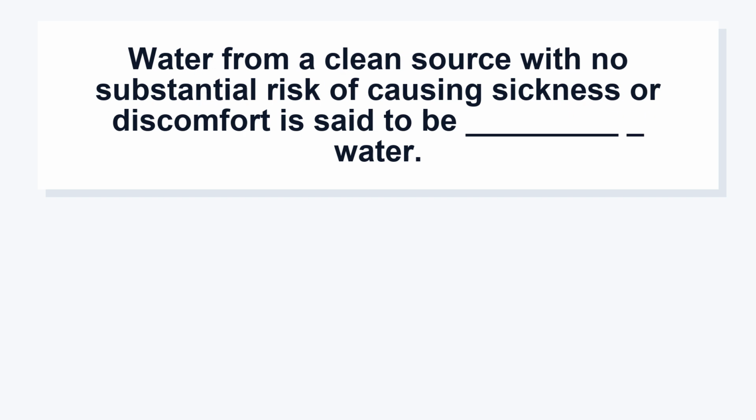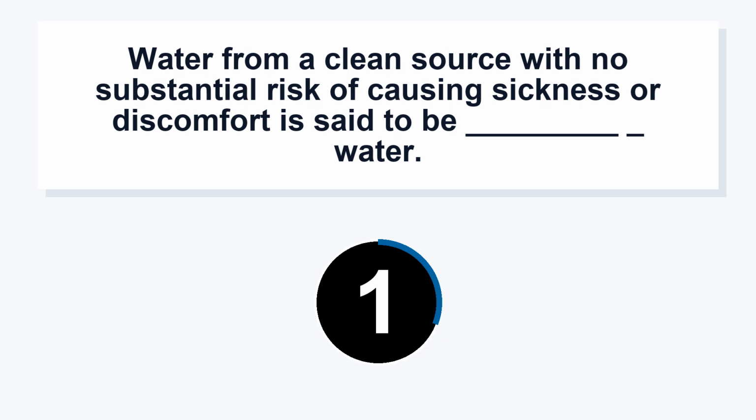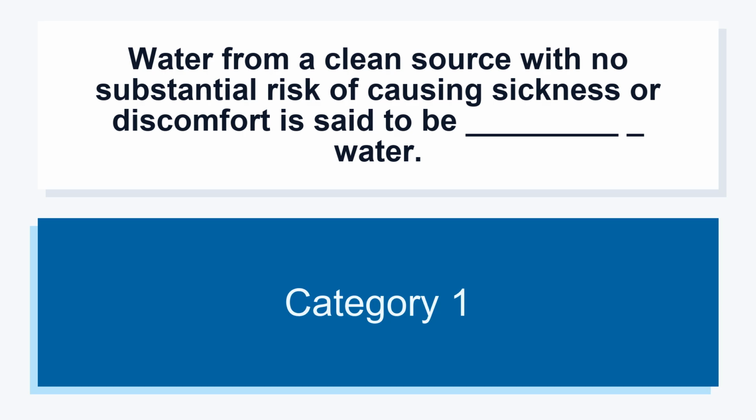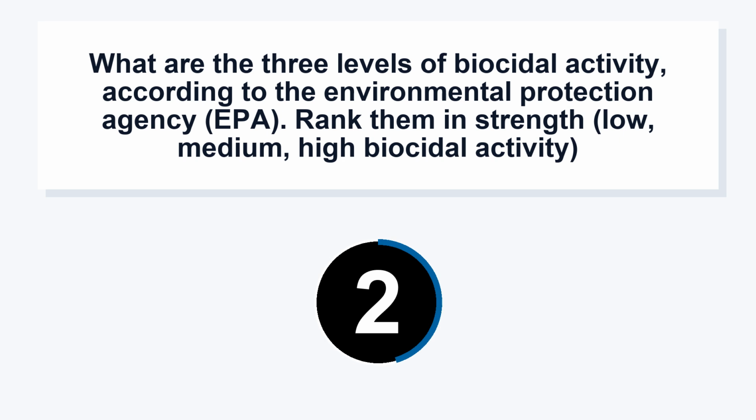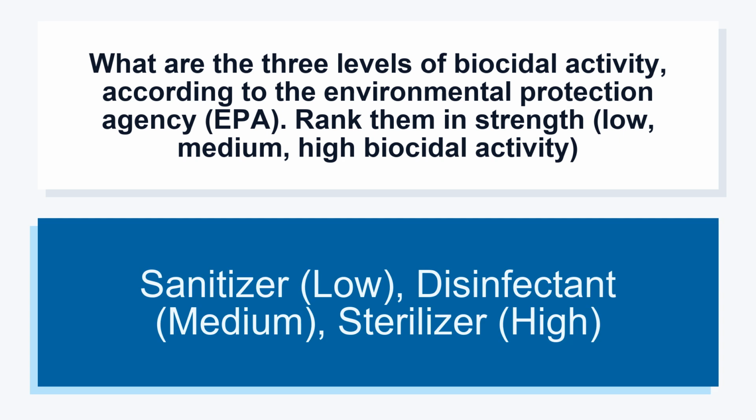Water from a clean source with no substantial risk of causing sickness or discomfort is said to be Category 1 water. What are the three levels of biocidal activity, according to the Environmental Protection Agency, EPA? Rank them in strength: low, medium, high biocidal activity. Sanitizer, low; disinfectant, medium; sterilizer, high.